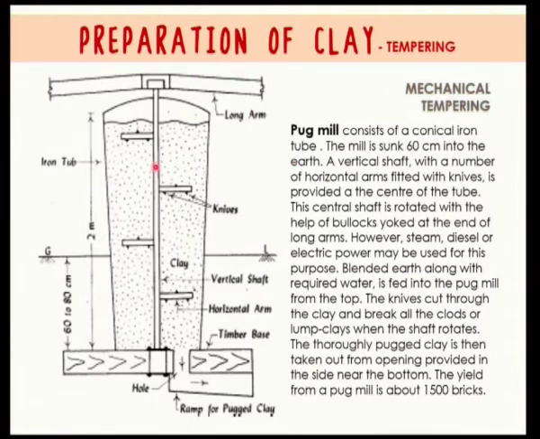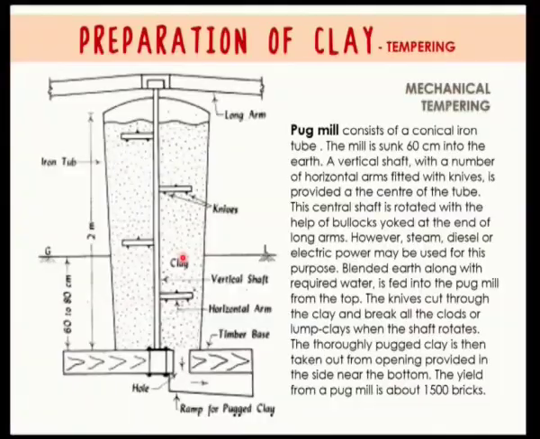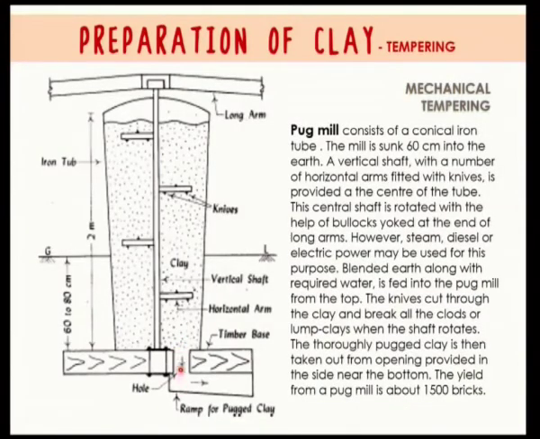The blended clay is put inside the pug mill and the long arm is rotated, which makes the horizontal arms inside also rotate. When this is done, the clay is extensively mixed inside the pug mill to get a more homogeneous mixture. This mixture is then taken out via the hole at the bottom, and taken out for processing.